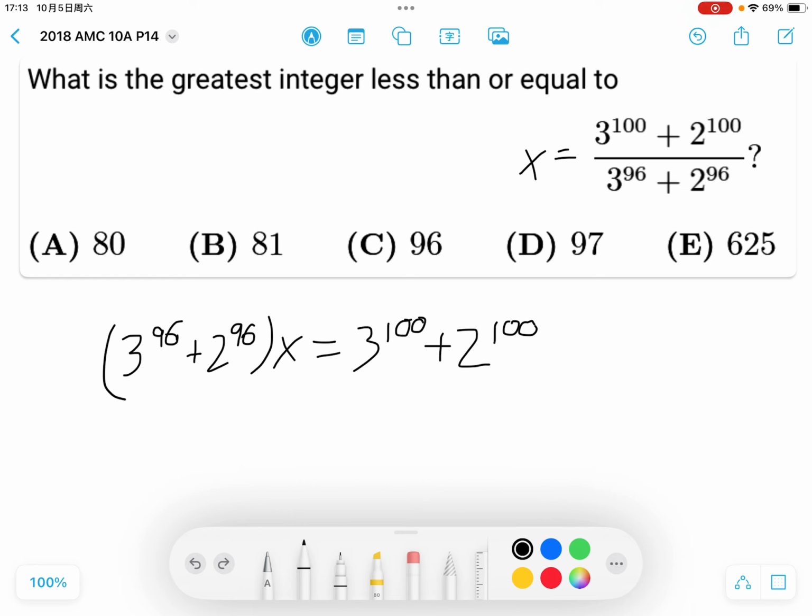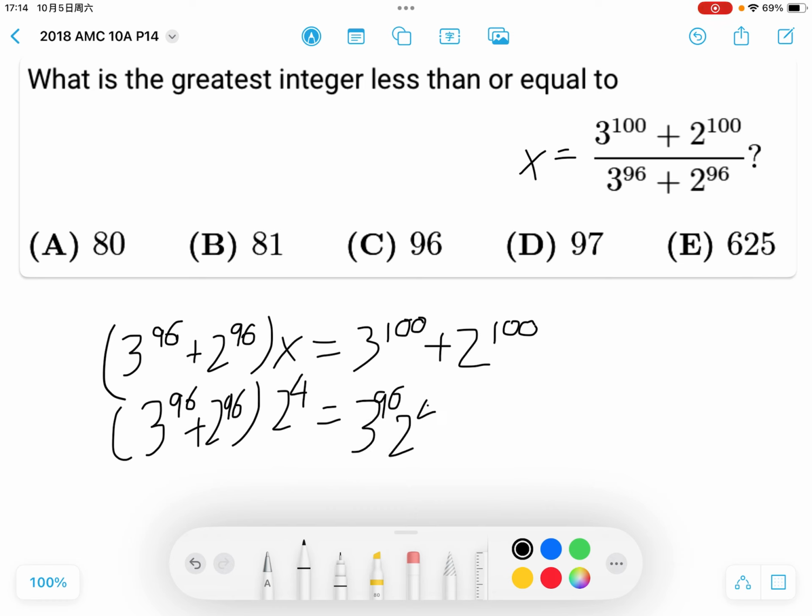So it looks like that if we try to make 2 to the power of 96 become 2 to the power of 100, x can be 16. So if x is 16, which is just 2 to the power of 4, if we multiply this out, this is going to give us 3 to the power of 96 times 2 to the power of 4 plus 2 to the power of 100.